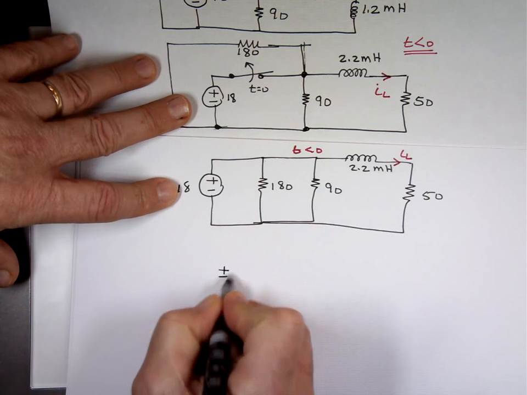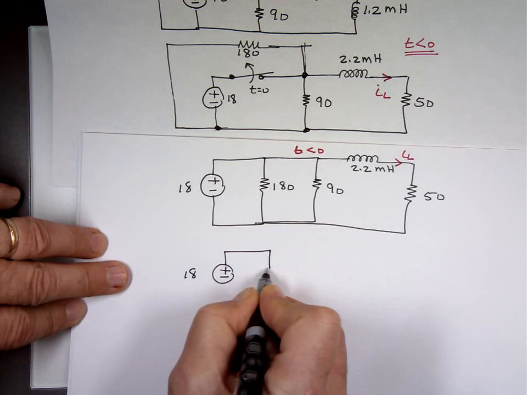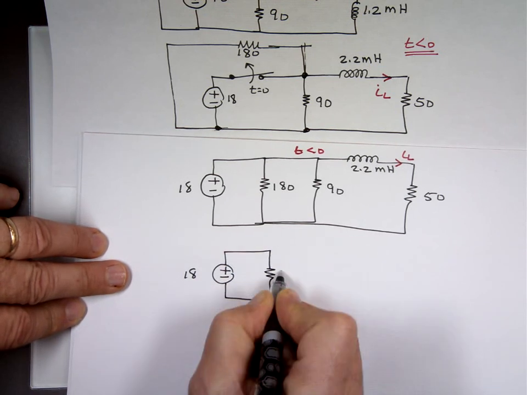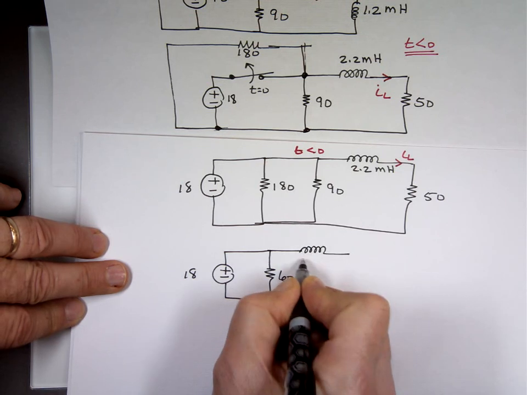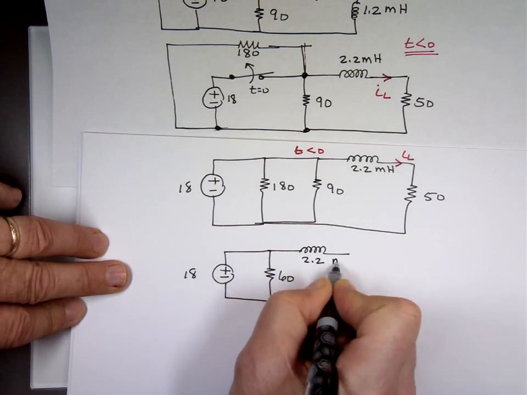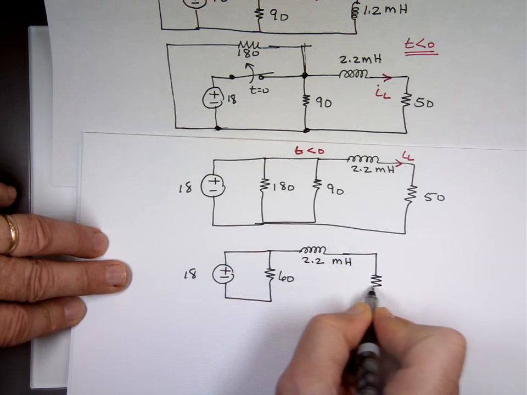So this is 18. The two resistors combined will be 60. Hey, let's think about something called source transformation while we're at it. Can you do source transformation with the inductor? As long as you got this.